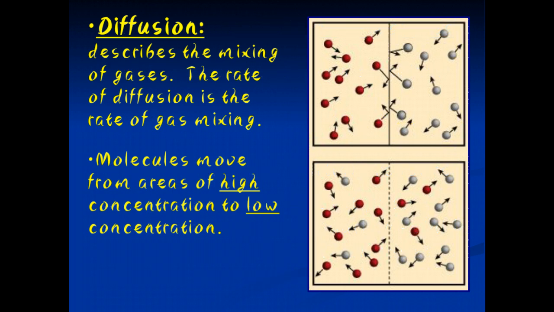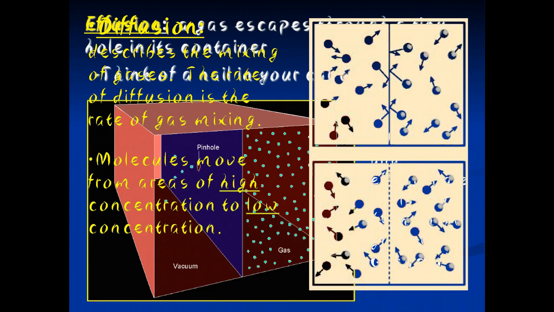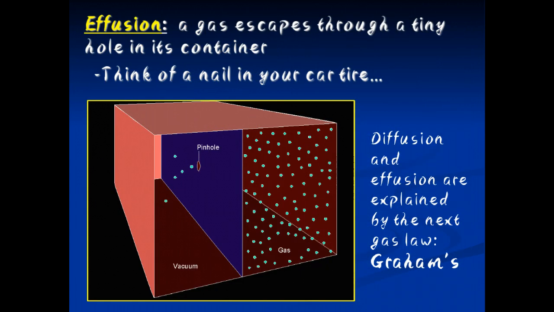Diffusion describes the mixing of gases. The rate of diffusion is the rate of gas mixing. Molecules move from areas of high concentration to low concentration. Effusion. A gas escapes through a tiny hole on its container. Think of a nail in your car tire.